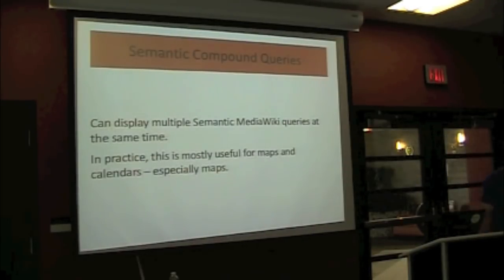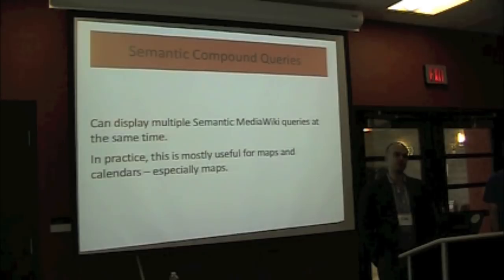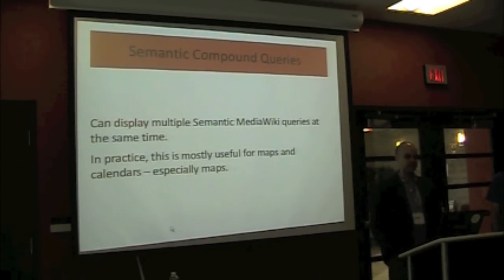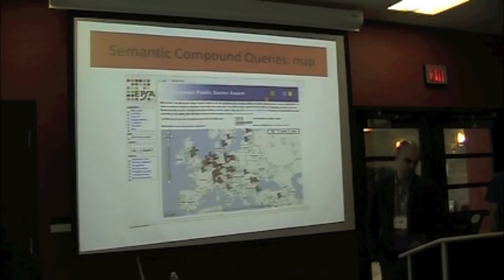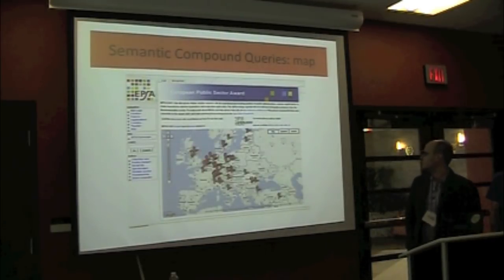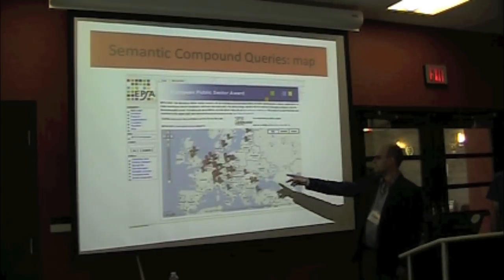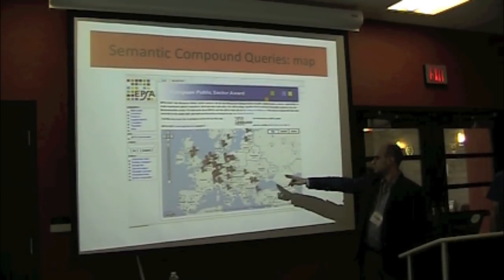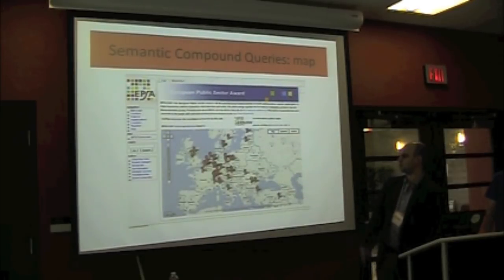Okay. Semantic Compound Queries is another extension. It lets you display more than one query in the same place. In practice, that's mostly useful for maps and calendars, especially maps. It's an exciting-looking example, but basically there are two different kinds of markers here representing two different kinds of points. I think one is award winners and one is people who are just nominated.